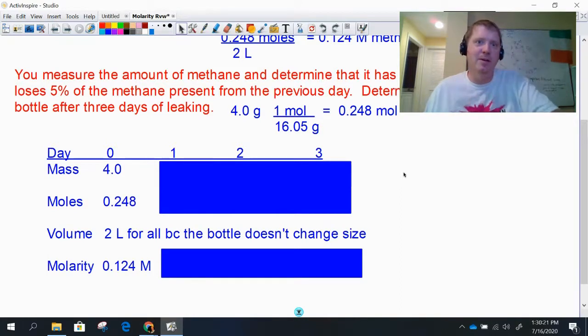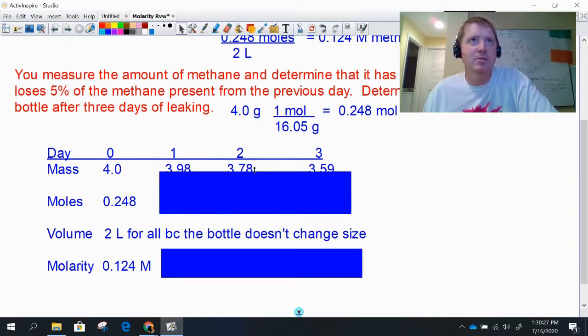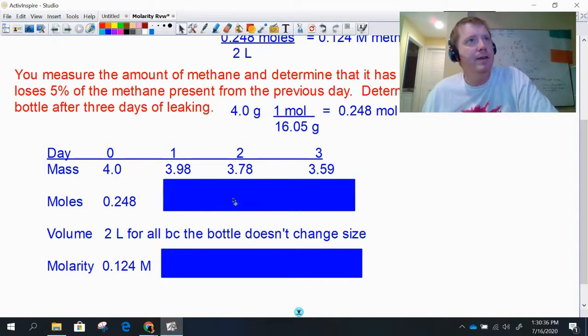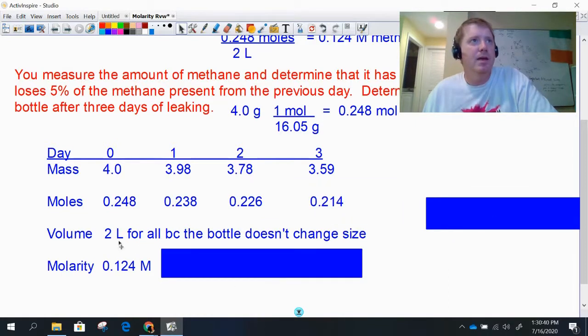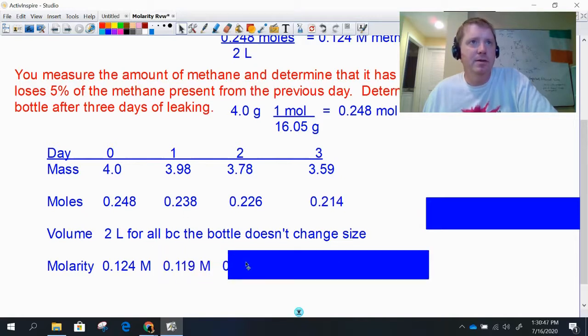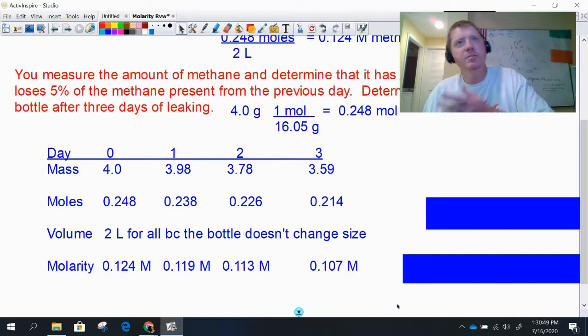Okay, now that you're done being paused, I tried to simulate the pause. You should have something that looks kind of like this. You took 95% would be left, 95% would be left, 95% would be left. And then you figured out how many moles that was, how many moles that was, how many moles that was. And the container doesn't change, so it's 2 for each. So you did this divided by 2, divided by 2, divided by 2, and those are your molarities.